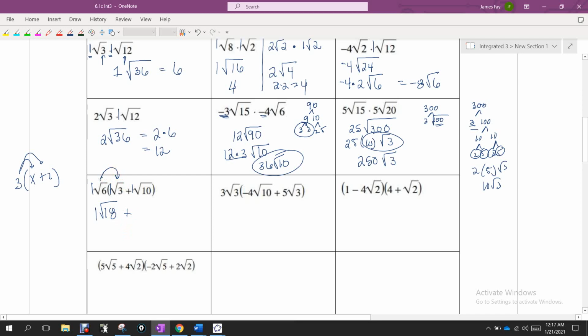I'm then going to distribute to that thing. So we get 1 times 1 again. And then 6 times 10 is 60. So now it gets to what we were doing yesterday. We've got two radicals that we're going to add together.